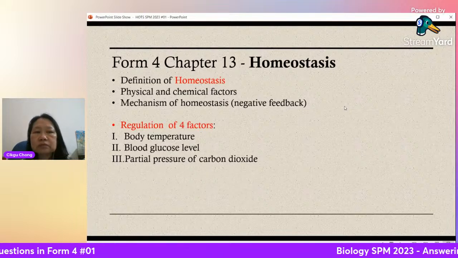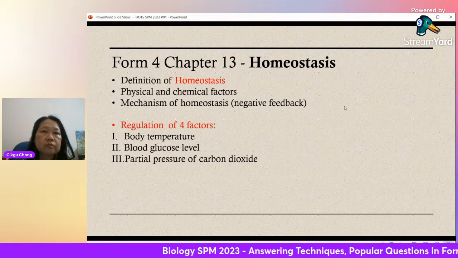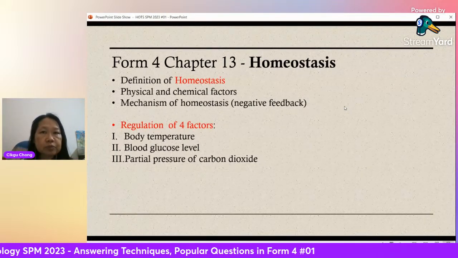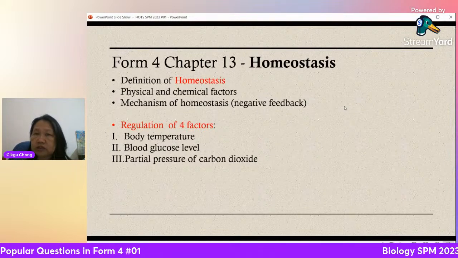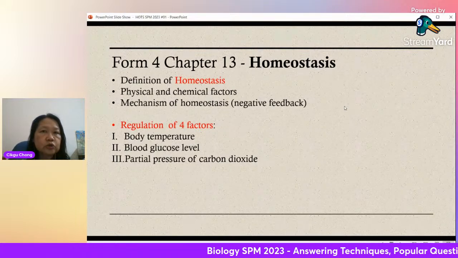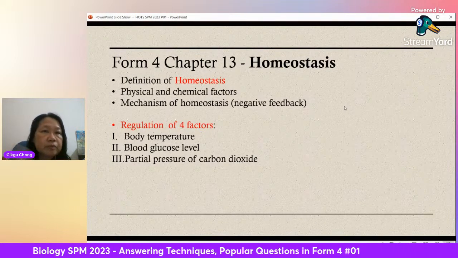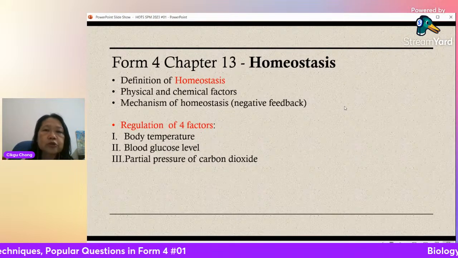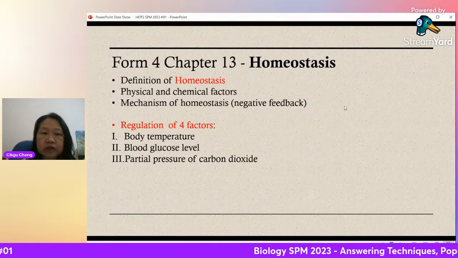Next, partial pressure of carbon dioxide. When you exercise, you will be bringing in a lot of oxygen. At the same time, you're also producing a lot of carbon dioxide because of cellular respiration. Your body cells are actively using the oxygen to produce energy, which is your ATP, and at the same time you'll be producing a lot of carbon dioxide. So what is your body going to do to reduce the carbon dioxide level in your blood? This is the partial pressure of carbon dioxide.